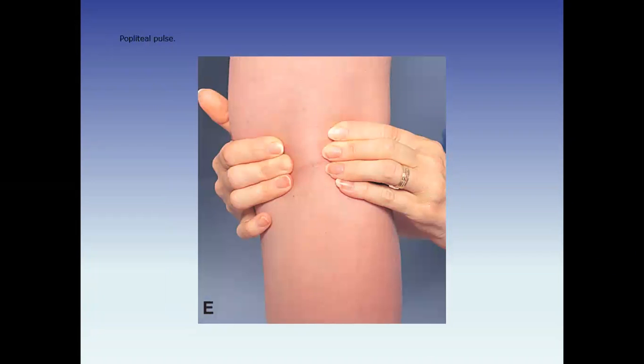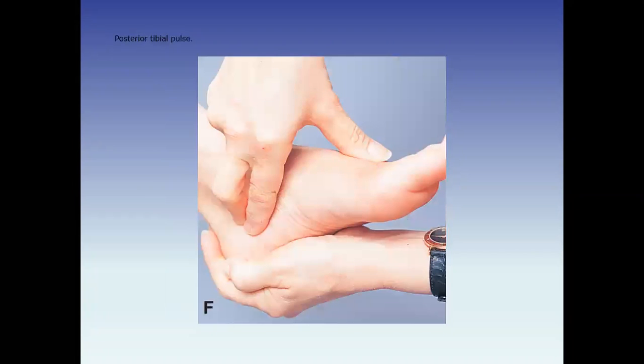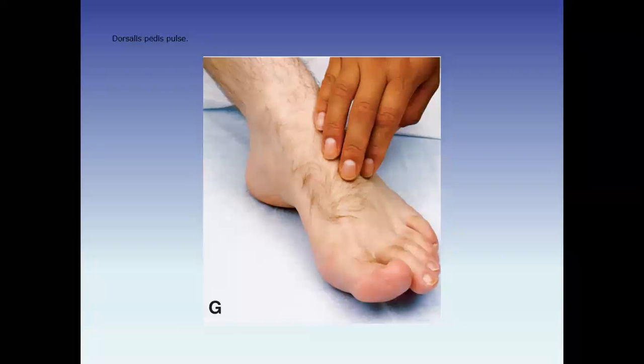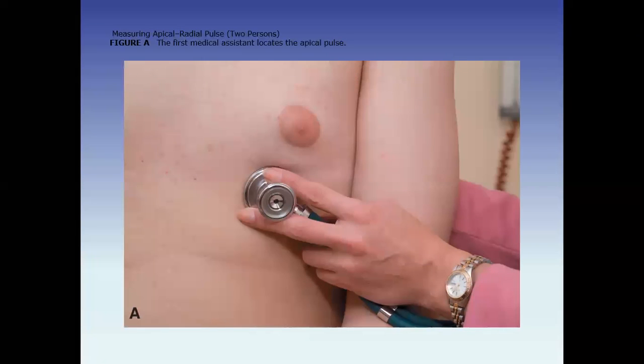This is the popliteal pulse, right behind the elbow, I mean the knee, by the leg bone. It's another picture of the popliteal pulse. And then this is the dorsalis pedis pulse. And this is the apical pulse, where it is first located.